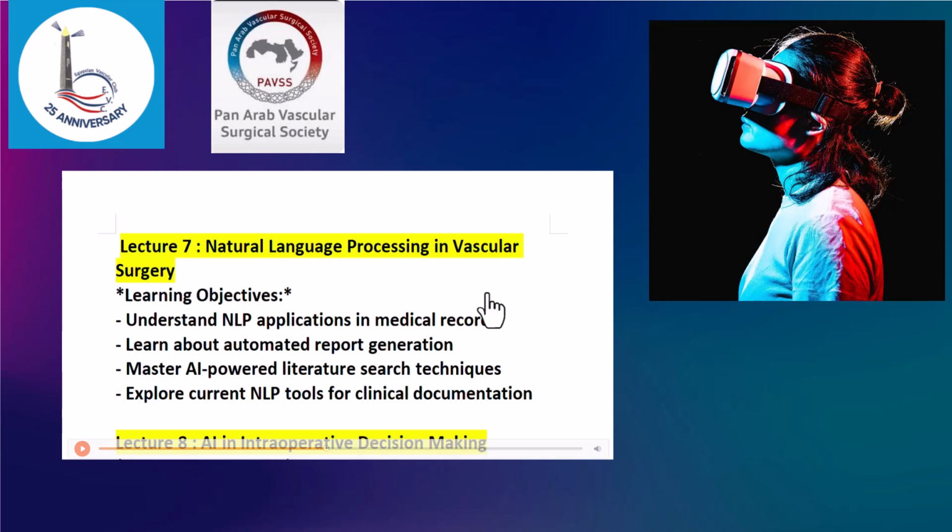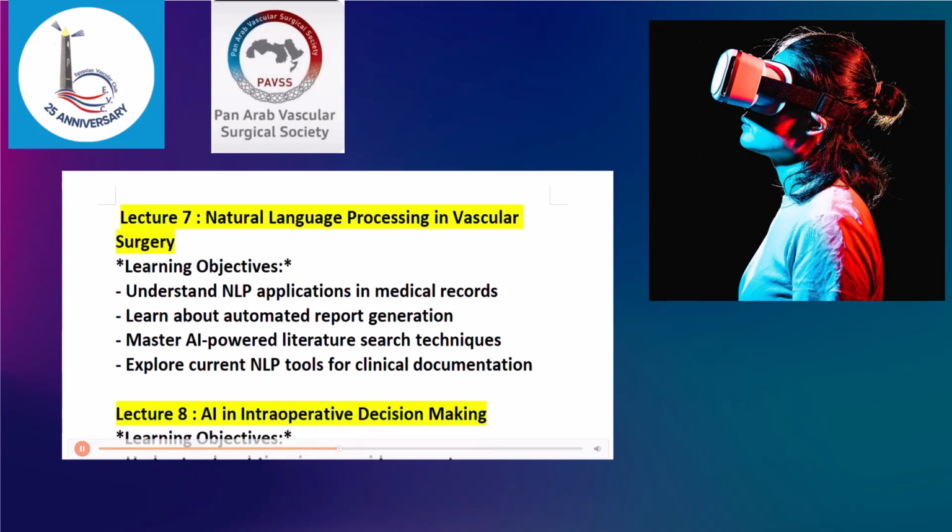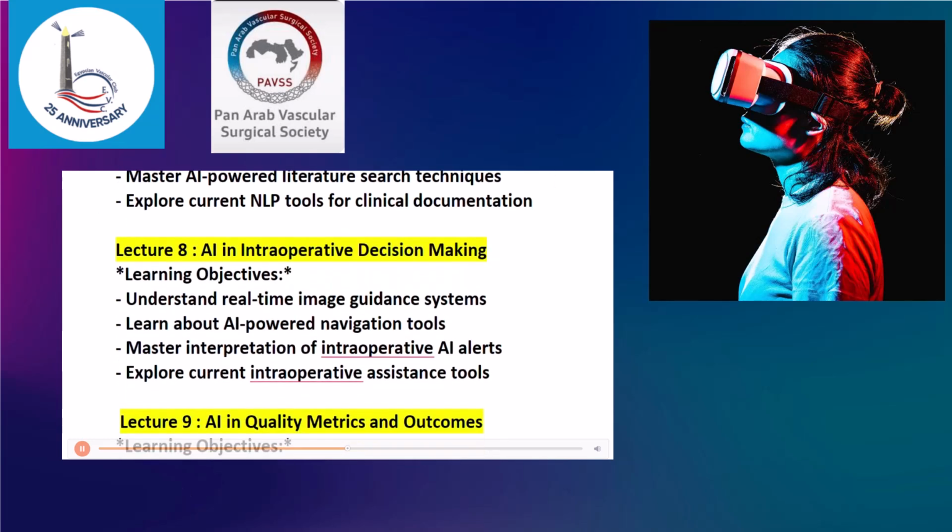We're going to discuss natural language models, how they are used in vascular surgery, and how to master AI-powered literature search techniques, because it has completely changed the search technique from Google to AI, quite a spectacular difference. And we are going to discuss intraoperative decision making and AI influence.